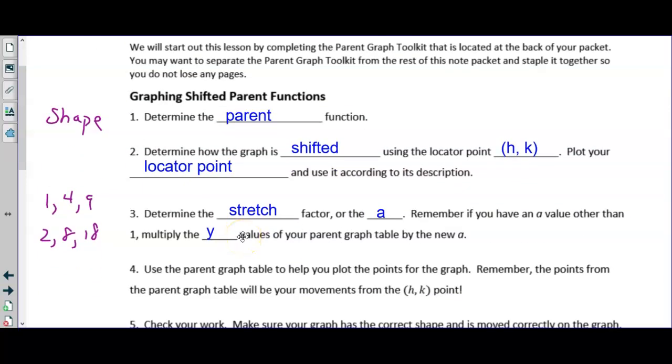Item 3 here, determine the stretch factor. You're looking in front of the function for that, and if it's bigger than 1, you're going to have to multiply. If it's between 0 and 1, you would also have to multiply. And if it's negative, you'll keep in mind that it'll flip over.